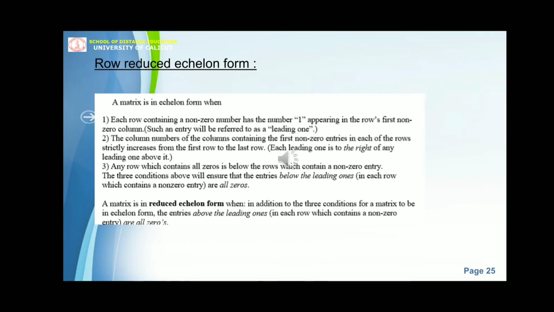And also we have a reduced echelon form. A matrix is in reduced echelon form when, in addition to all these three conditions, all the entries above the leading ones are zero.